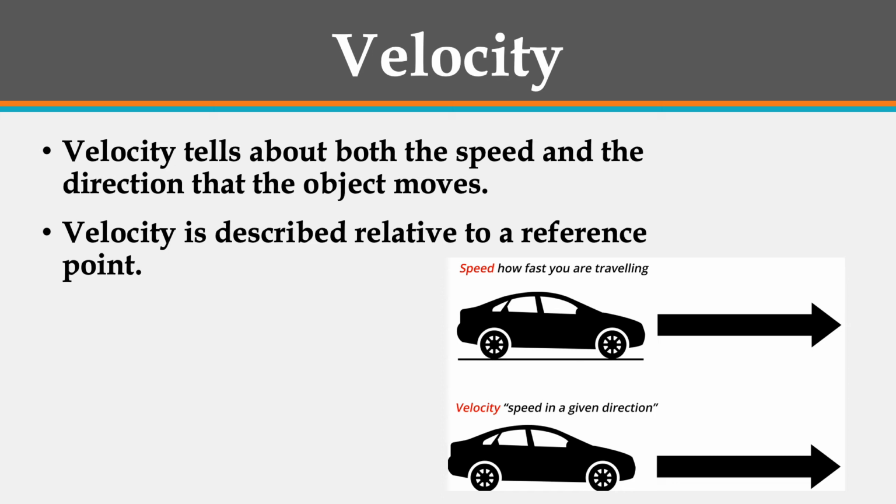This picture shows the difference between speed and velocity. Speed, how fast this car is moving. For example, 60 kilometers per hour. Velocity, the speed in a given direction. This car is moving 60 kilometers per hour to the east.